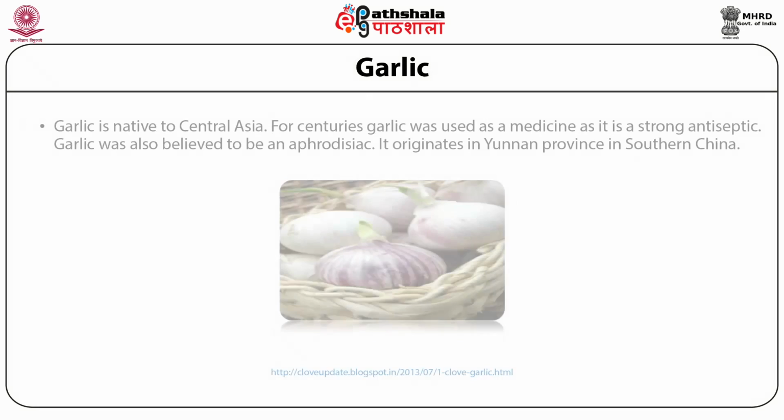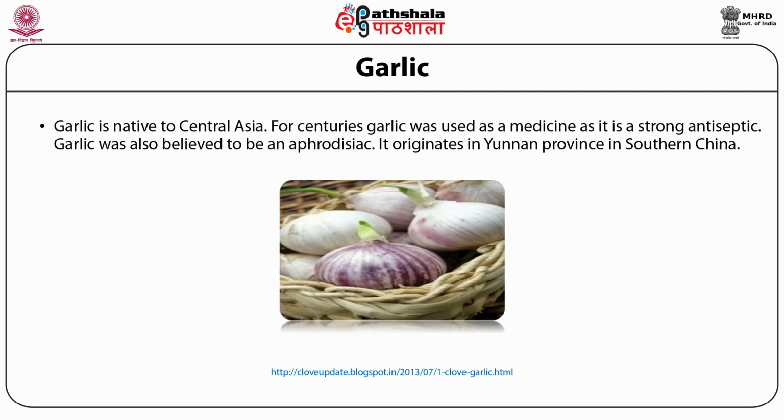Garlic. Garlic is native to Central Asia. It was known in ancient Egypt and also in India and China. Garlic was also grown by the Greeks and Romans. For centuries, garlic was used as a medicine as it's a strong antiseptic. Garlic was also believed to be an aphrodisiac. It originates in Yunnan province in southern China.